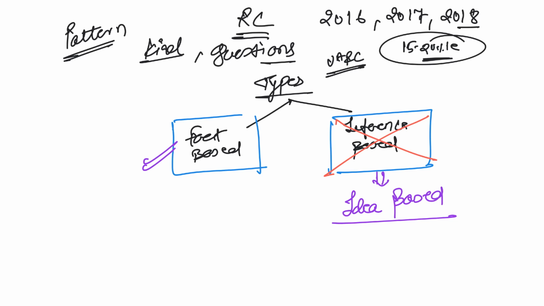Now what I'm going to do is show you one of the CAT papers. I'm going to take 2018 as a sample paper, slot 2, because slot 2 was on a slightly higher level than slot 1. I'm going to prove to you how things are getting idea based. Now what do we mean by idea based? Inference is something where you have to read between the lines, but idea based RCs are beautifully written, they're straightforward, and you can get the answers very well.